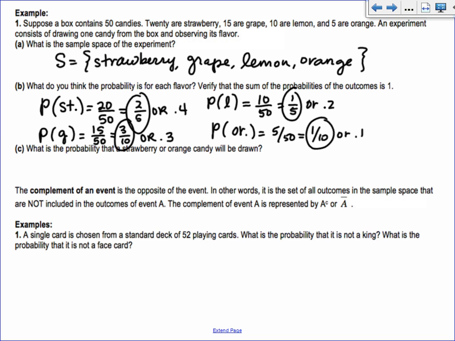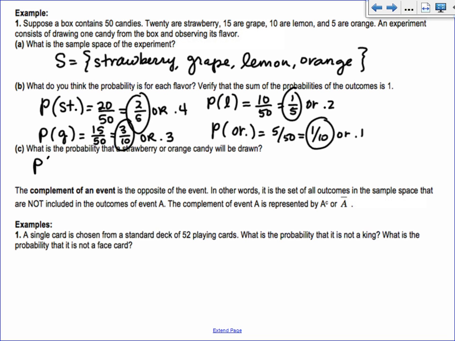And it says verify that the sum of the probabilities is 1. And in this case, it is, right? I have 0.4 plus 0.3 plus 0.2 plus 0.1. I end up getting 1. Okay? And that actually will always happen. The probabilities of every single outcome in the sample space should always add up to be 1, because that's 100% of the outcomes. So it says, what is the probability that a strawberry or orange candy will be drawn?